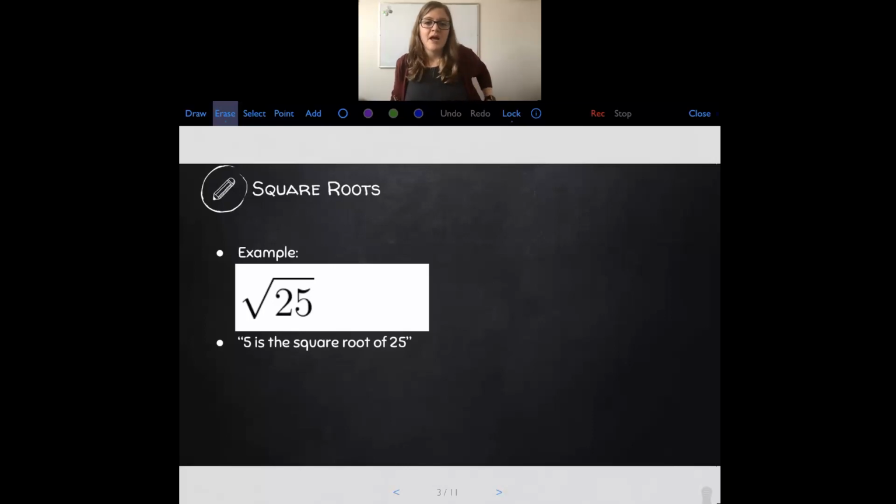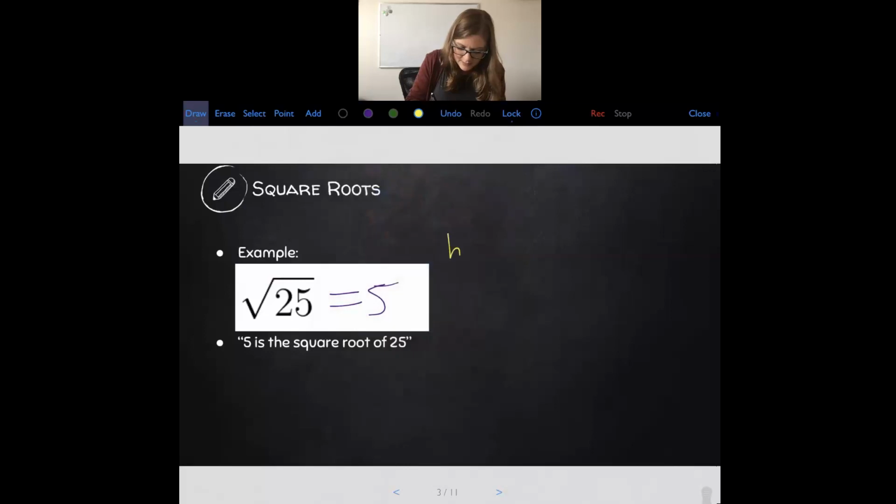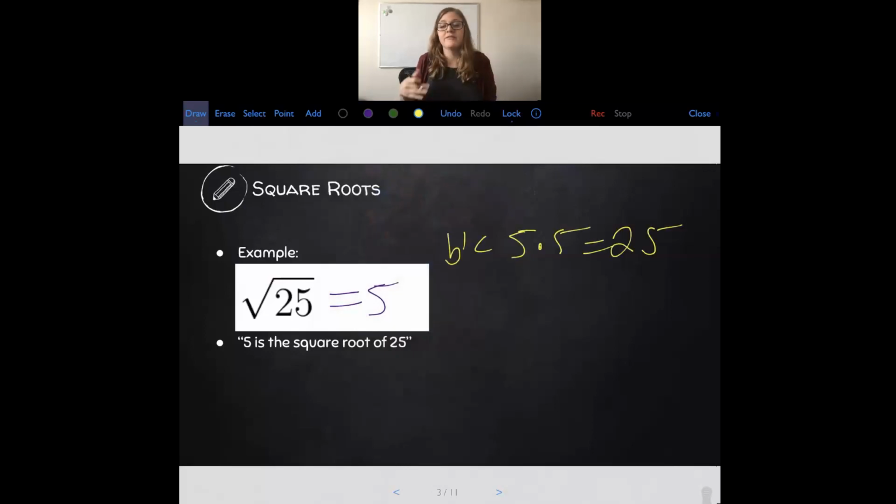As an example, we have the radical symbol, which is this symbol here. Square root of 25 is 5, and that's because 5 times 5 is equal to 25. Okay, so if a number is a perfect square, like 25, when you simplify it, there's no radical left because it's just a perfect whole number, 5. Another way to say this is 5 is the square root of 25.